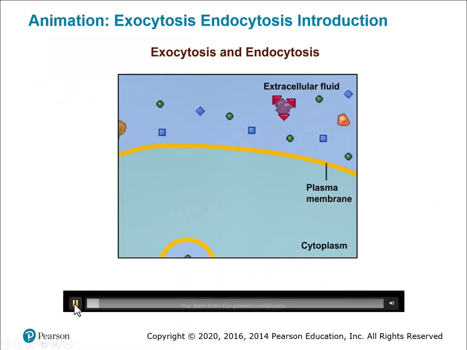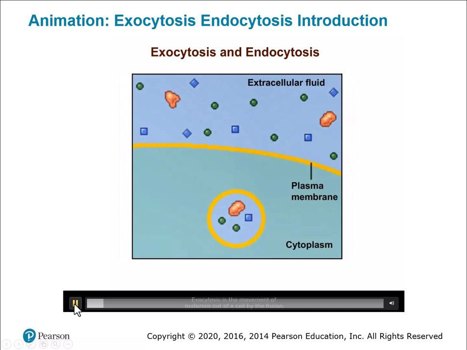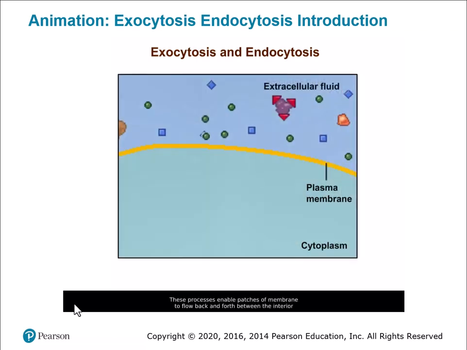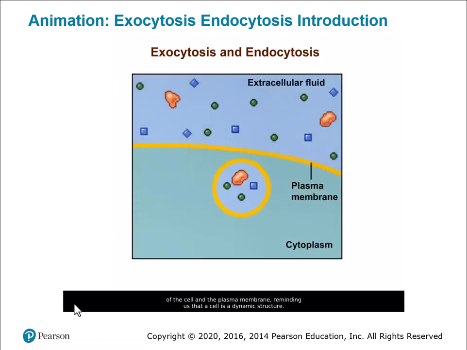Vesicles that form from the plasma membrane. Exocytosis is the movement of materials out of a cell by the fusion of vesicles with the plasma membrane. These processes enable patches of membrane to flow back and forth between the interior of the cell and the plasma membrane, reminding us that a cell is a dynamic structure.